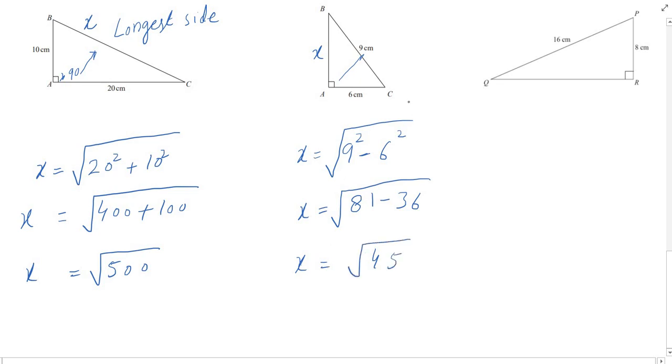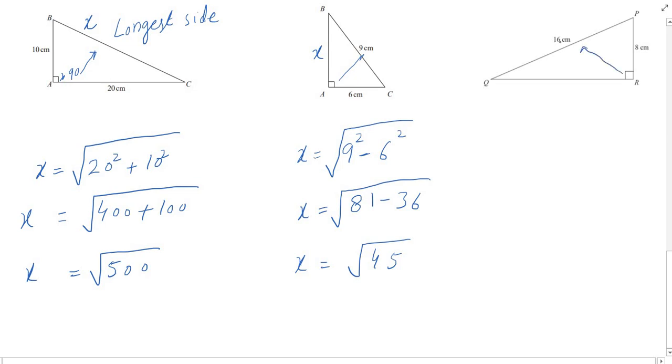Got it, guys? Okay, so I'm going to repeat again. The longest side is given. So when the longest side is given, you need to find the shortest side. What you need to do is write x, which is the shortest side, then 9 squared, which is the longest side. So longest side take away the shortest side squared, then square root it. That's it, easy peasy.